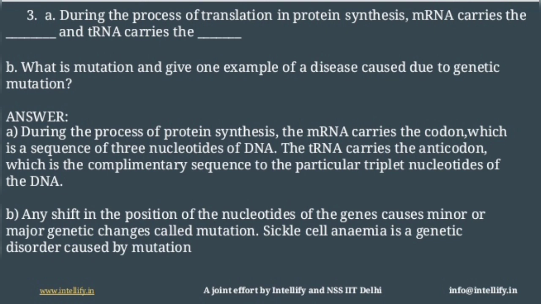Now the second question is, what is mutation, and give one example of a disease caused due to genetic mutation. The answer is, any shift in the position of the nucleotide of the genes that causes minor or major genetic changes is called mutation. The disease caused by this is sickle cell anemia.